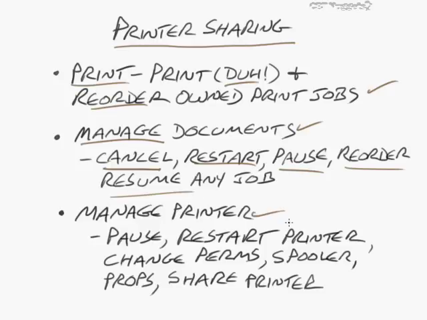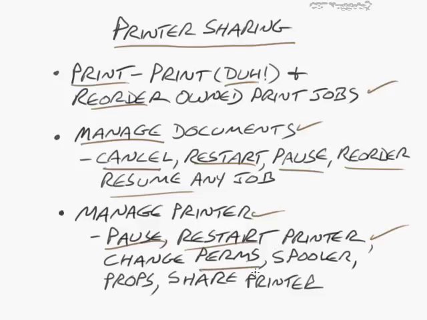And then for managing the printer, which is the third main level of permissions, you can pause the printer on the whole, including anything that's in the queue. You can restart the printer. This may depend upon software. Some printers have remote software that allows you to restart them remotely. Otherwise, you may just have to go back up to the printer and hit the toggle switch to restart it. And anybody can do that with physical access to the printer.